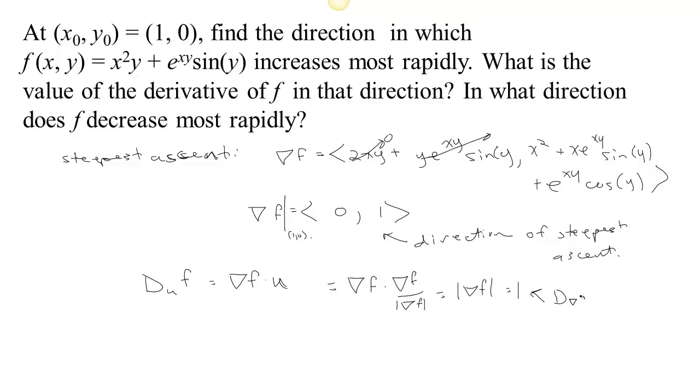So df in the direction of the gradient. Finally, what direction does f decrease most rapidly? Well, if it's most rapidly increasing when you go in this direction, then it's most rapidly decreasing in the opposite direction, which would be 0, -1. So that gives the direction of steepest descent.